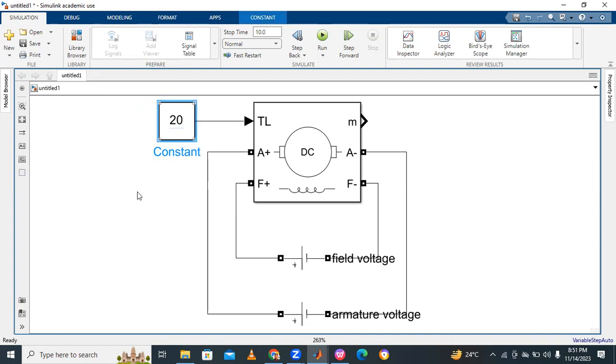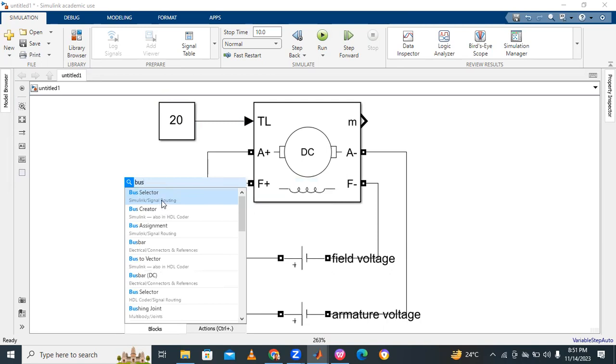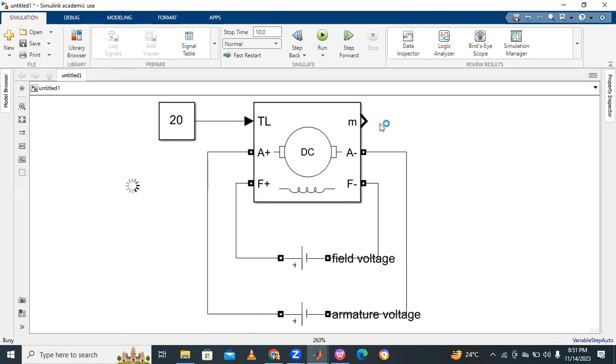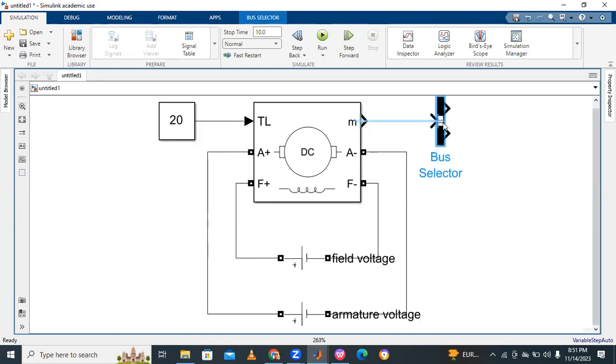And then next take one bus selector. Place it here. This is called bus selector. We have to connect the bus selector to M. Connect in this way. So this bus selector right here.